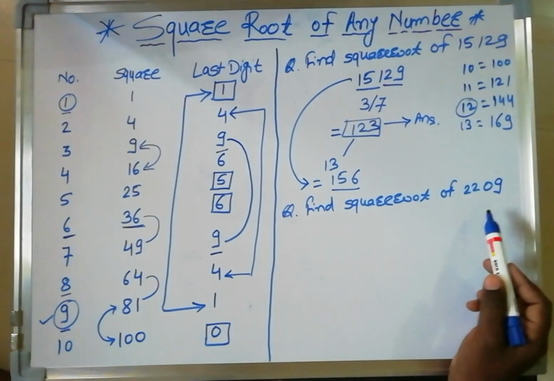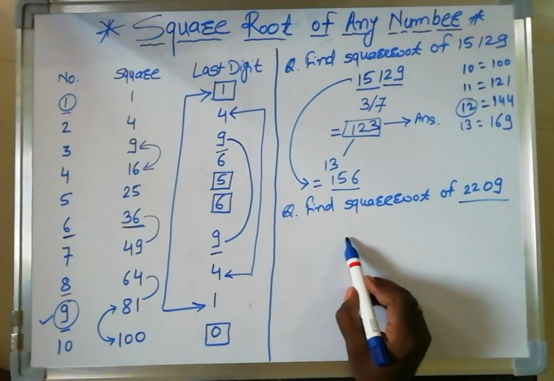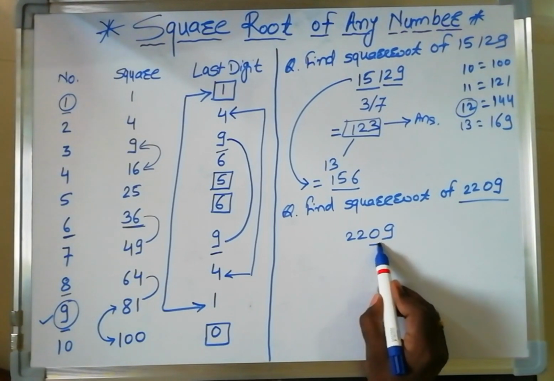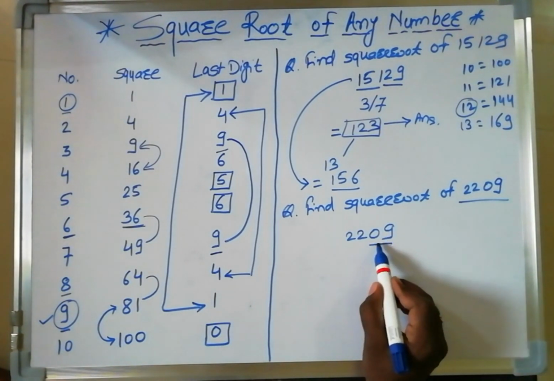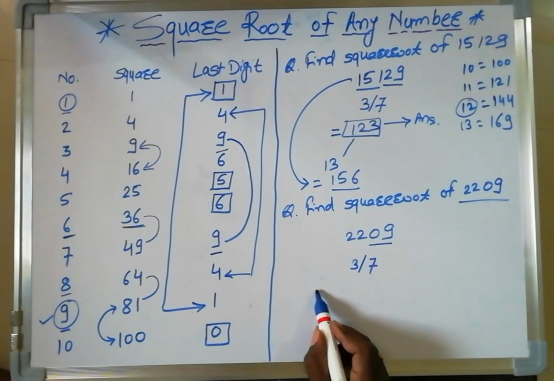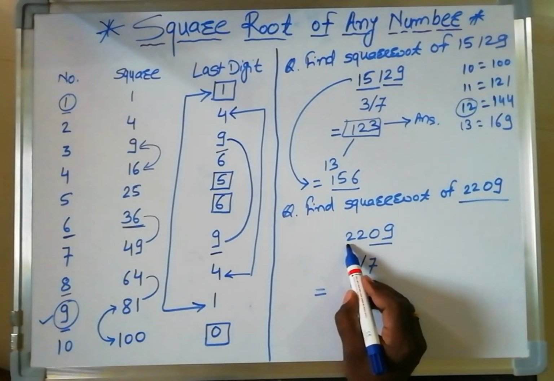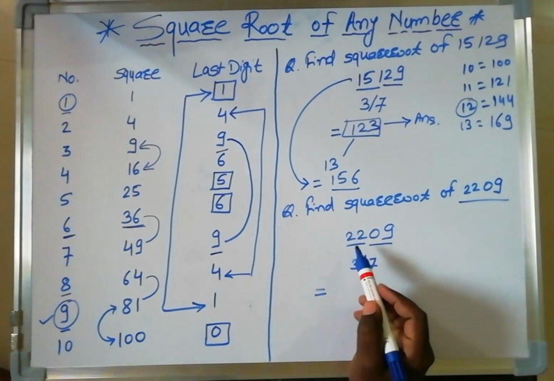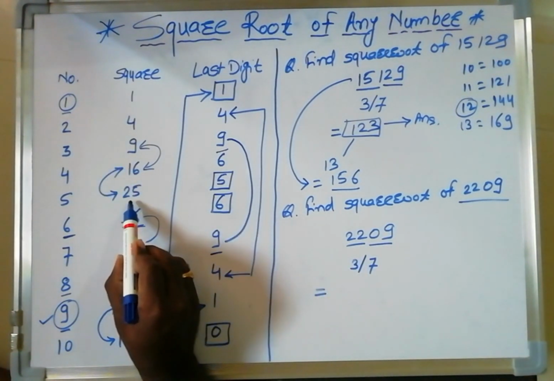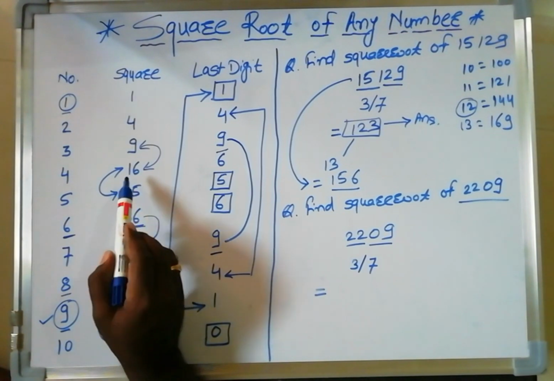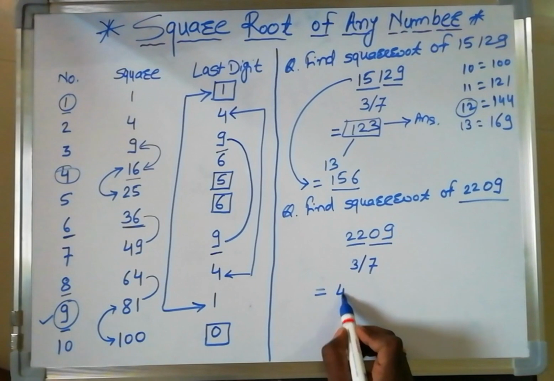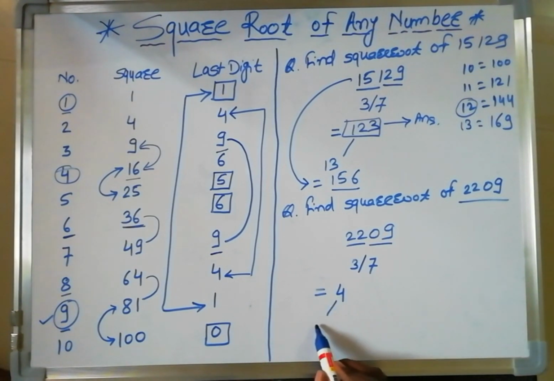Okay. Now next question, we have to find the square root of 2209. Consider the last two digits. So the number ends with either 3 or 7. Okay. Now 22 is the remaining digits. 22 comes in between 16 and 25. Okay. Now the smaller number is 16, whose square root is 4. So we have to write here 4.